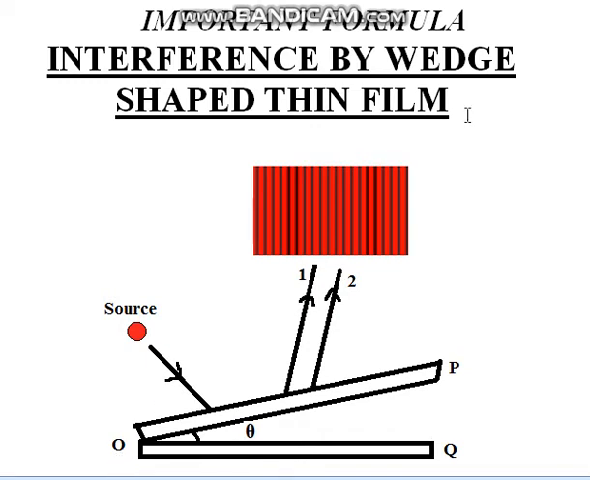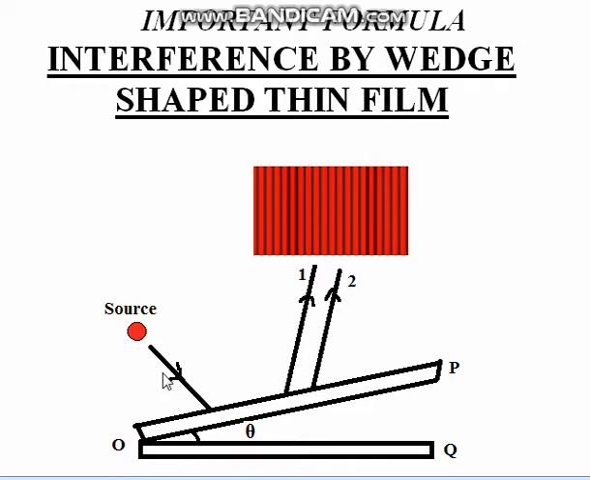Here OPQ is the wedge shaped film. OP is the upper surface and OQ is the lower surface of the wedged film. Theta is the angle of inclination. This is also known as the angle of wedge. O is the point of contact. This is also known as the apex point.